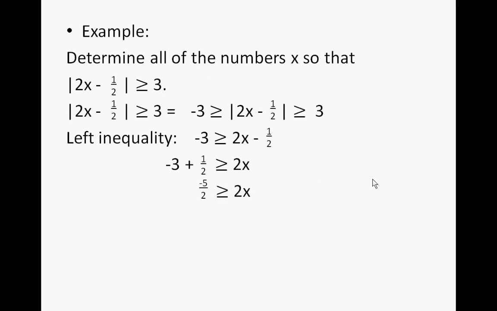That would make that -5/2 is greater than or equal to 2x. And dividing by 2, we get -5/4 is greater than or equal to x. So here's our one solution set, or the one end of the solution. Let's take a look at the right side of the inequality.